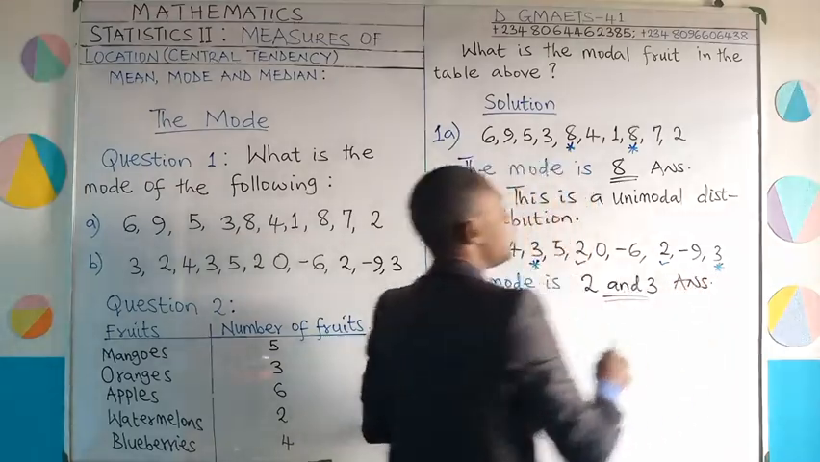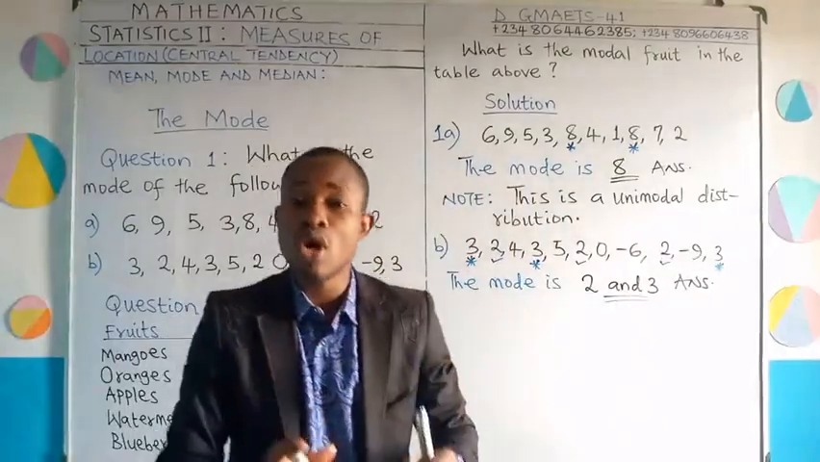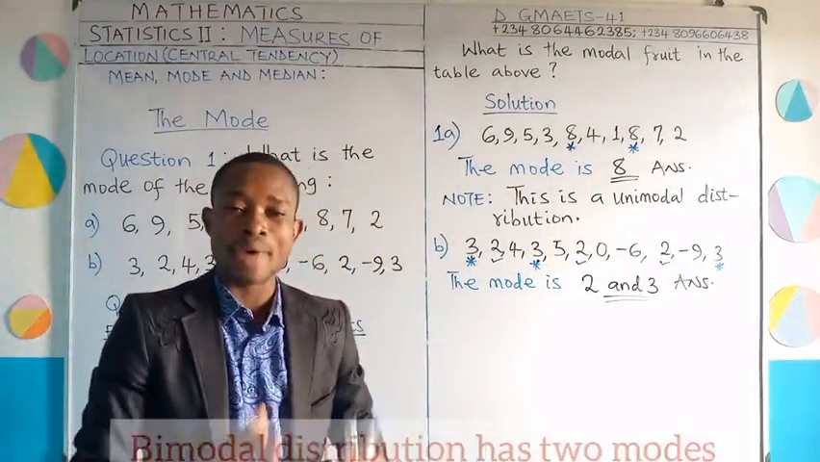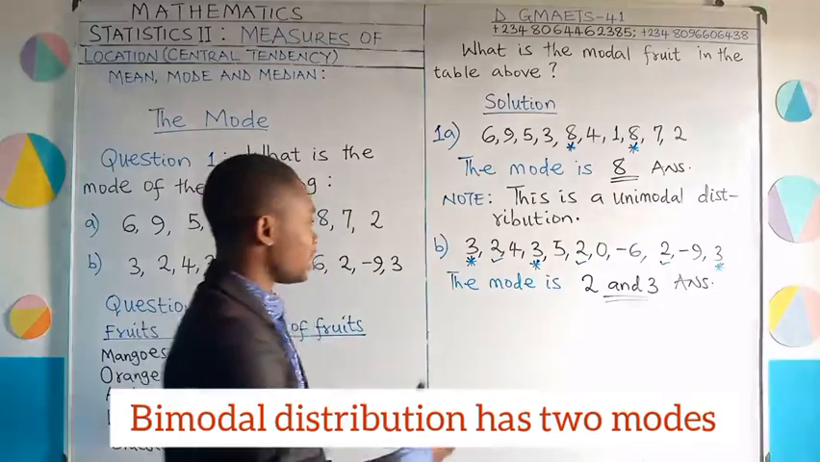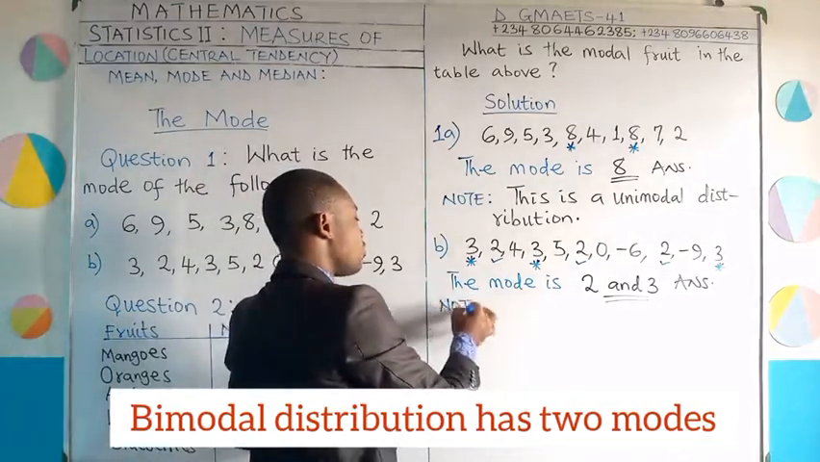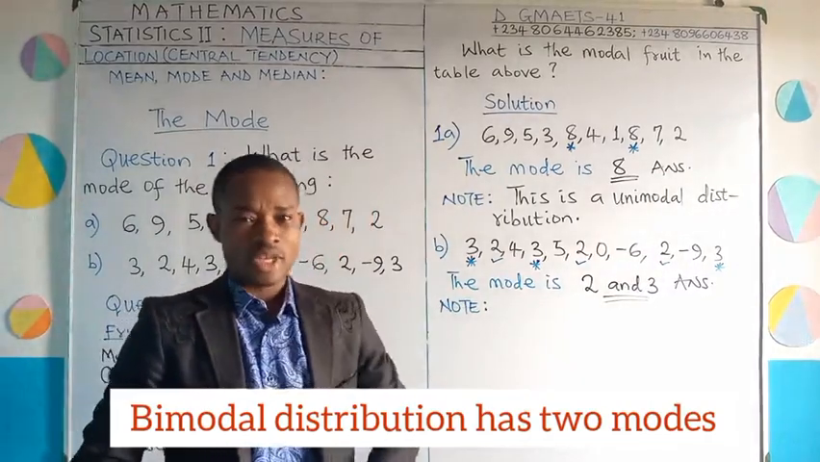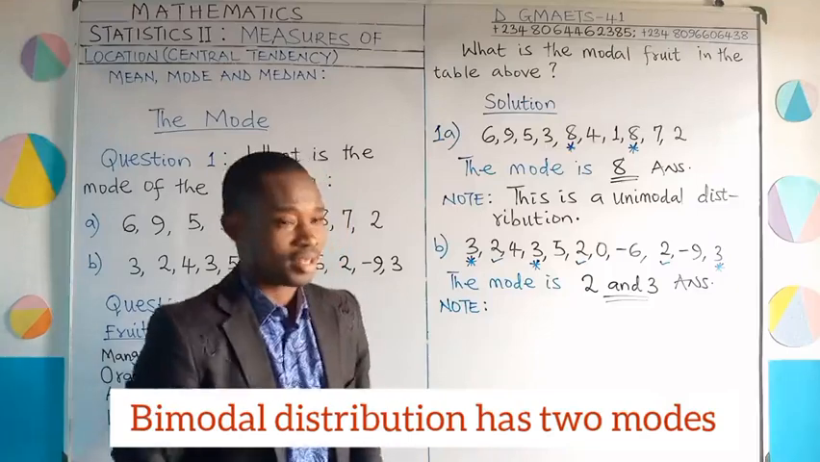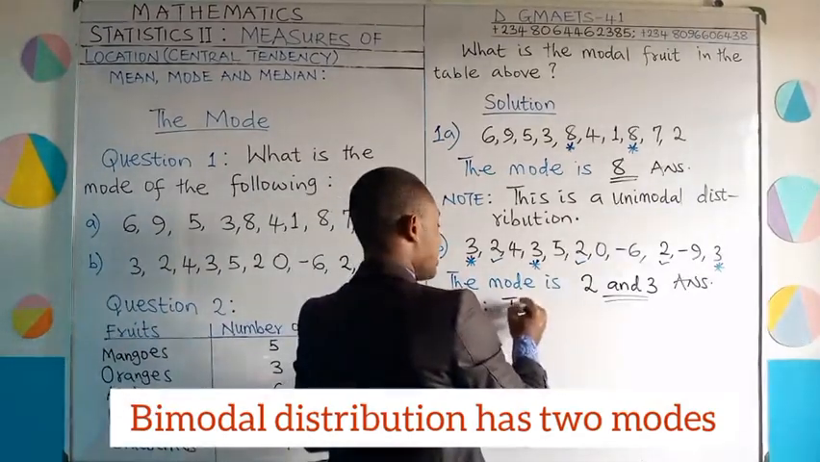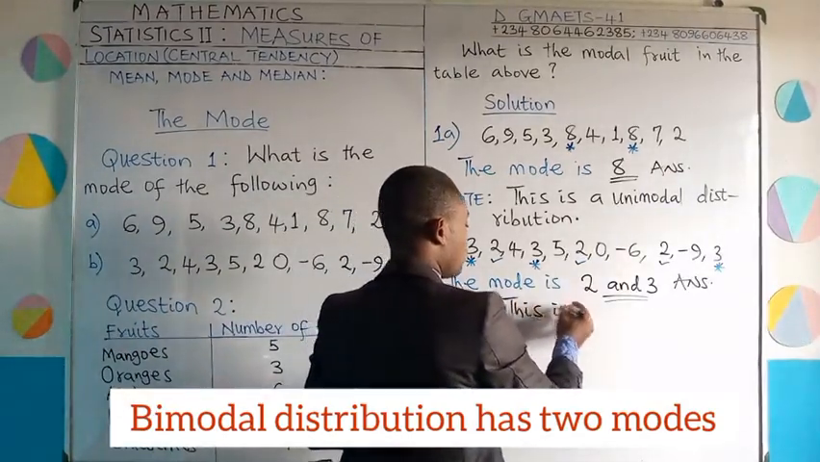Answer. Now, a distribution that has 2 modes is known as bimodal distribution. Let me write the note here, please. It's important so that if you see a question like that in your quiz, you will not be shocked. Of course, you must see something like that. This is a bimodal distribution.